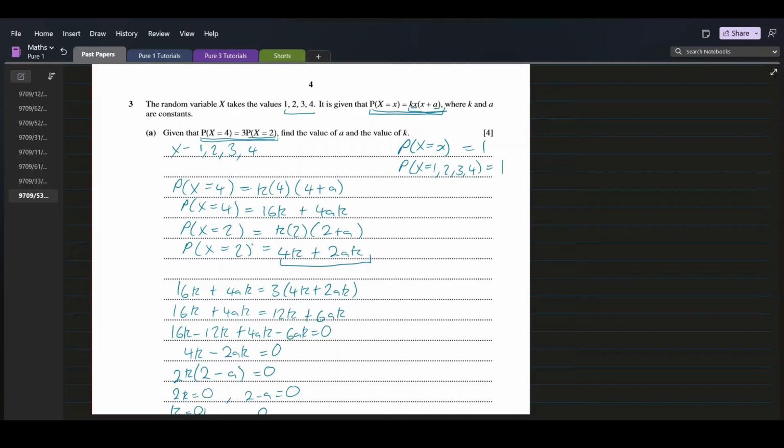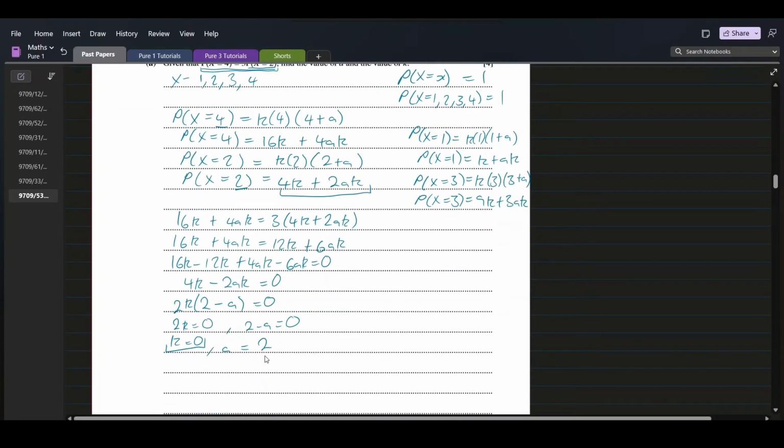So we're going to use the formula. We already have the probability that X equals 2 and X equals 4. So we need to find the probability that X equals 1 and the probability that X equals 3. So X equals 1 will become k times 1 plus a. So if you expand that, that gives us k plus ak. And then the probability that X is equal to 3 is equal to k times 3 times 3 plus a. So that becomes the probability that X equals 3 is equal to 9k plus 3ak.